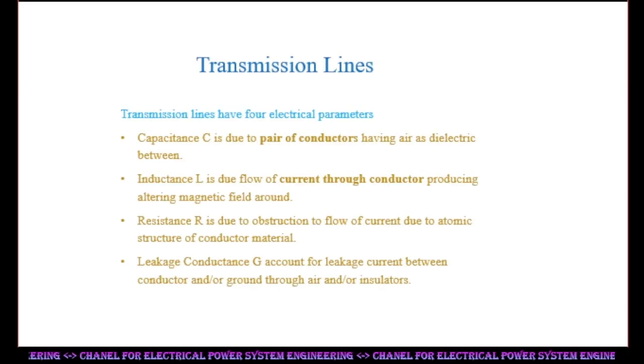Transmission lines have four electrical parameters. Capacitance C is due to a pair of conductors having air as dielectric between. Inductance L is due to flow of current through the conductor producing an alternating magnetic field around. Resistance R is obstruction to flow of current due to the atomic structure of the conductor material. Leakage conductance G accounts for leakage current between conductor and/or ground through air and/or insulators.